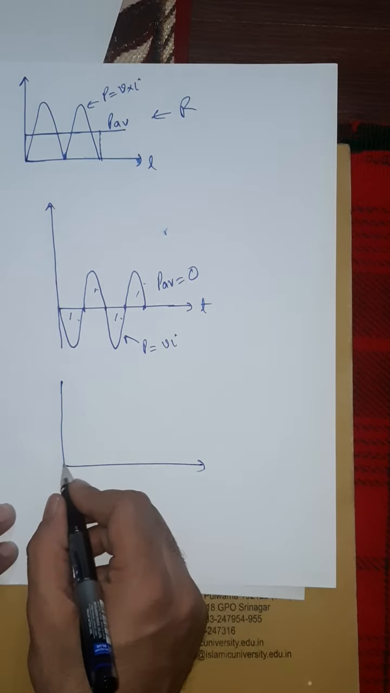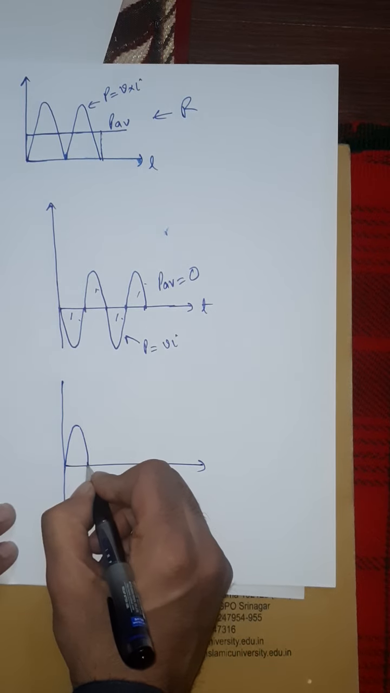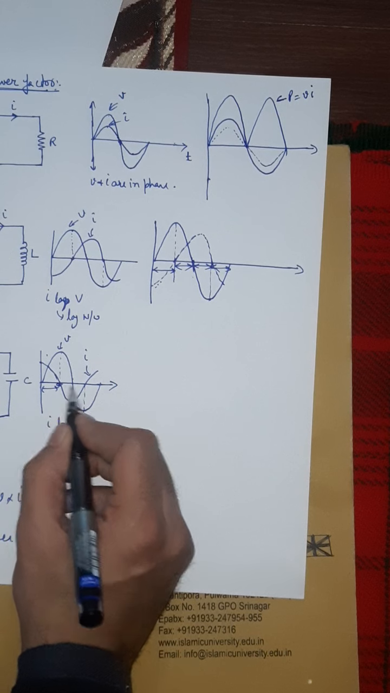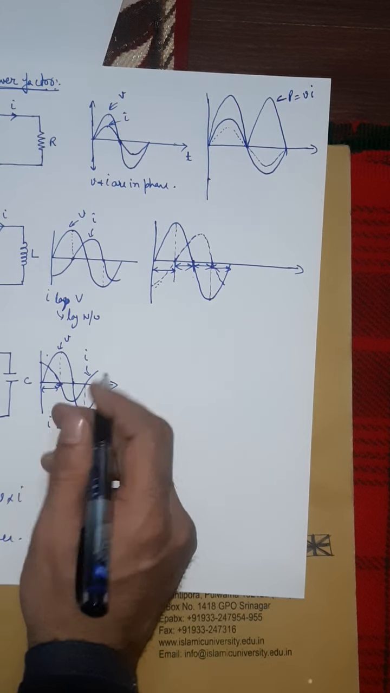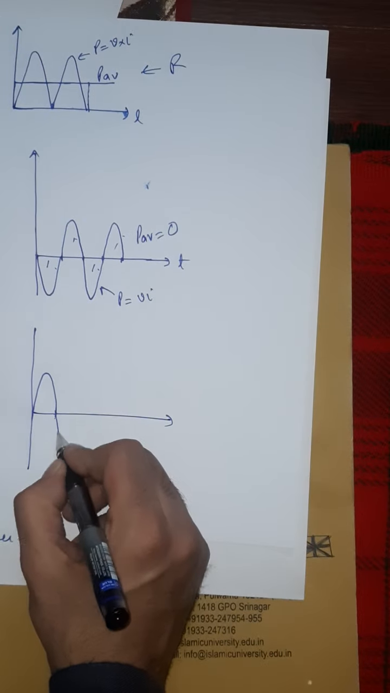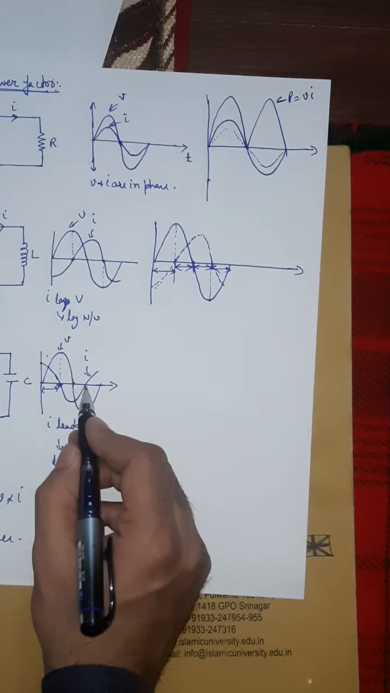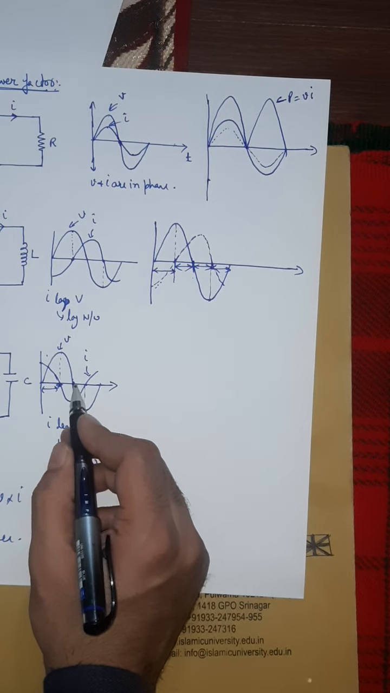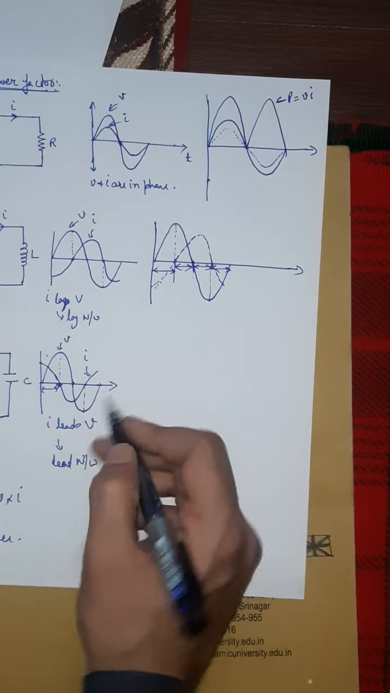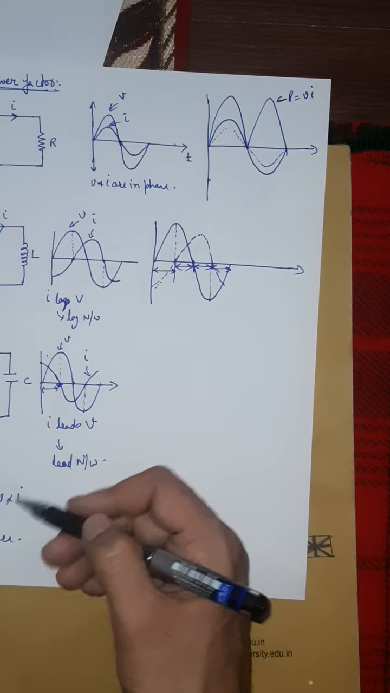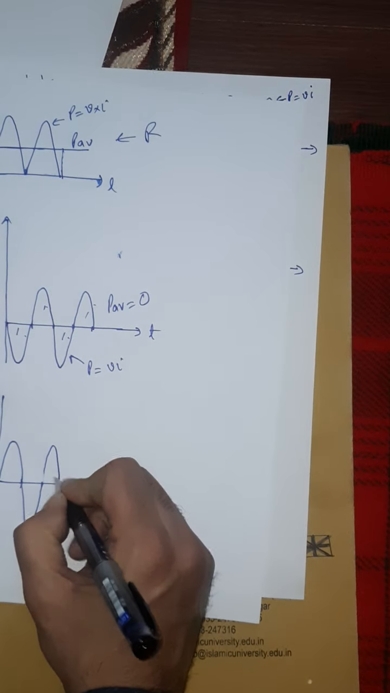So I will show it here. This voltage positive, current positive, power will be positive. Now from 90 to 180 degrees, current is negative, voltage is positive, so power will be negative. From 180 to 270 degrees, both voltage and current are negative. Negative multiplied by negative is positive, because power is nothing but the product of voltage and current. So it will be positive again like this.